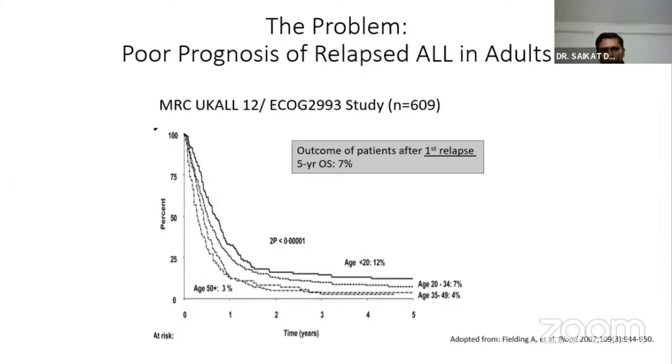And when that adult ALL population relapses, the prognosis is dismal. You can see in this MRC UKALL trial, the 5-year survival is only 7% in the first relapse. And when age is more than 35 years, the overall survival is only 4%. So it's a very dismal prognosis when adult ALL relapses.